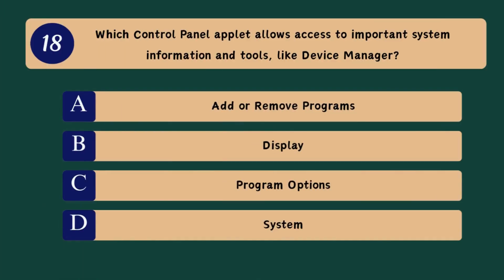Question 18. Which Control Panel applet allows access to important system information and tools, like Device Manager? A. Add or Remove Programs. B. Display. C. Program Options. D. System. Correct answer. D. System.